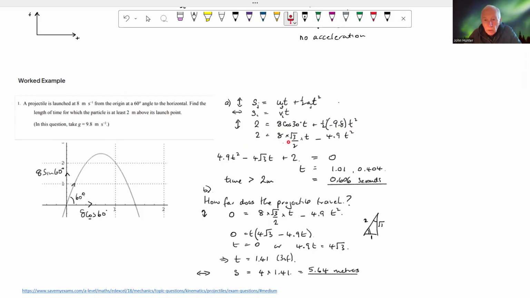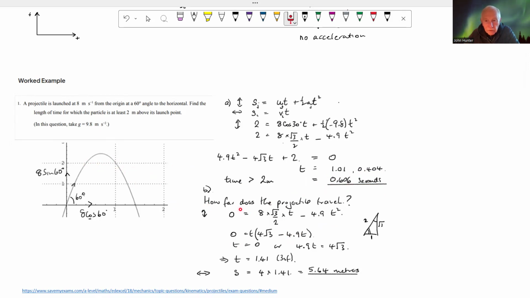When we work all that out, we get a quadratic in t, and we solve that for t. t equals 1.01 and 0.404. Therefore, we can see from that that at this time it goes above, and this is where it comes back down again. So between there and there, essentially, on the diagram. That gives us our answer.